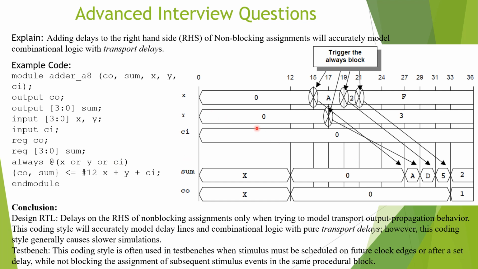So in conclusion, when you are designing RTL, use delays on the right hand side of non-blocking assignments only when trying to model transport output propagation behavior. This coding style will accurately model delay lines and combinatorial logic with a pure transport delay. However, this coding style generally causes slower simulations.